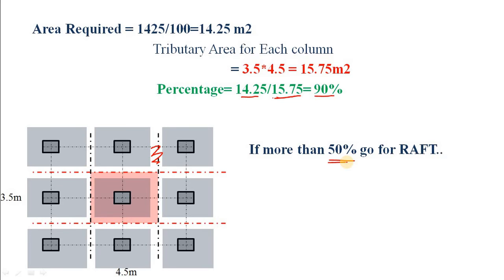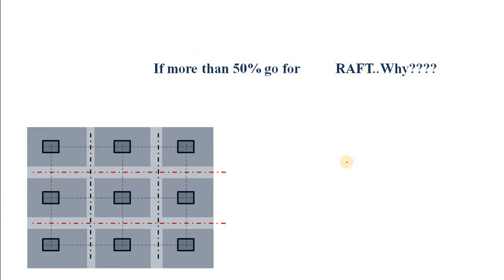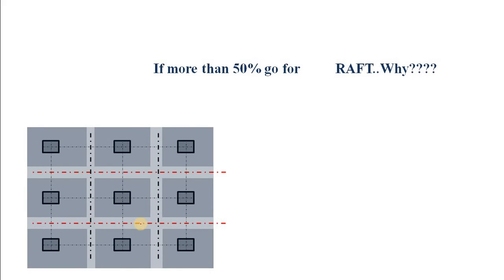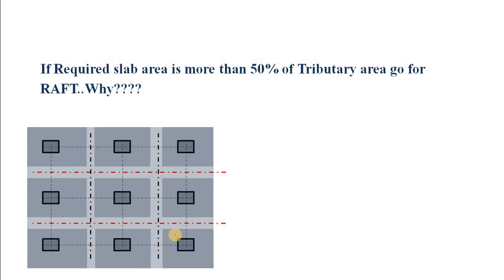Okay, so you have to provide the Raft foundation like this. Instead of providing this isolated footing, you have to provide the thorough slab like this. This is known as Raft. Okay, so now it is time to prove why, if this percentage is more than 50%, you have to go for Raft foundation. So the question is, if the required slab area is more than 50% of tributary area, then we have to go for Raft foundation, and it is time to prove it.